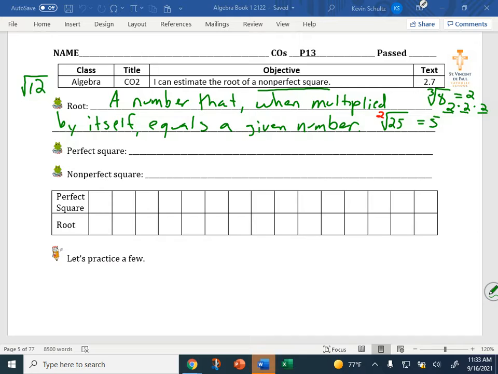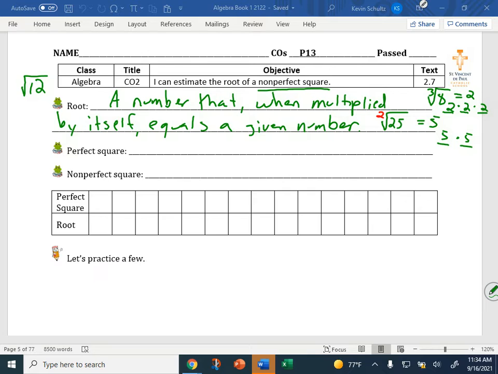Up until now, when you've used a root, it's always been the square root, right? 25 has 2 roots, 5 times 5. But at the end of this lesson, we're going to start to talk about other degrees of roots. The cube root of 8, I think, is on there. But that's why the 2 has to be there in the 5-card challenge, because there are other degrees that exist. So a root is simply anything that, when multiplied by itself, equals a given number.